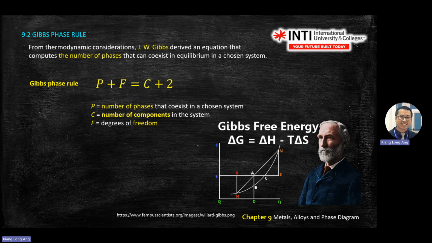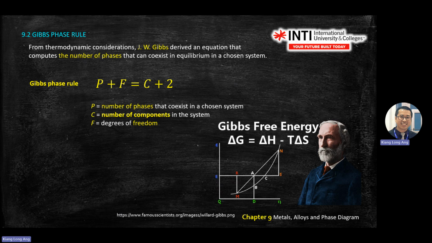What is P? P is the number of phases. You only have 3 phases: either liquid, solid, or gas. C, the number of components in the system, means how many items you have. For example, just now the metal, you only have 1 in pure metals. But in the water and syrup one, you have 2. You have water and syrup, so your C becomes 2. Okay. F is the degree of freedom.